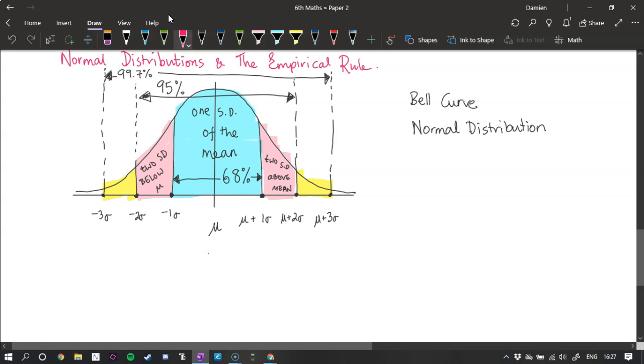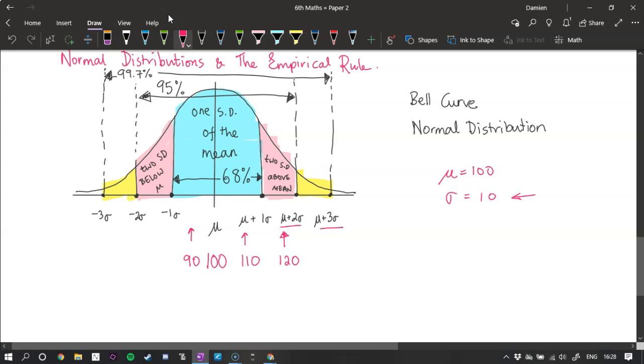So if your IQ mean is 100 points and you're told your standard deviation is 10 points, then anybody in here is going to be 110. Anyone in here is going to be 90. However, when you go up here, this is your mean plus 2 standard deviations. Now, if your standard deviation is 10, 2 standard deviations is 20. So your mean plus 20 is going to be 120.